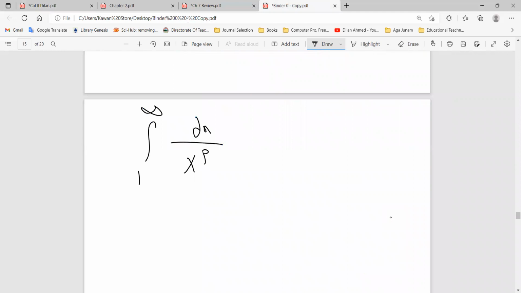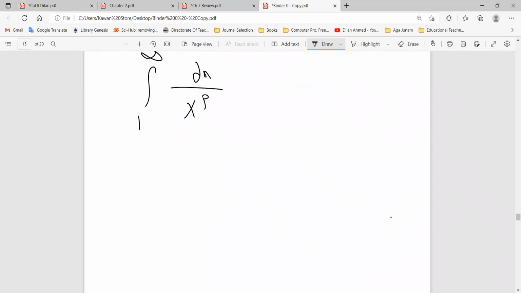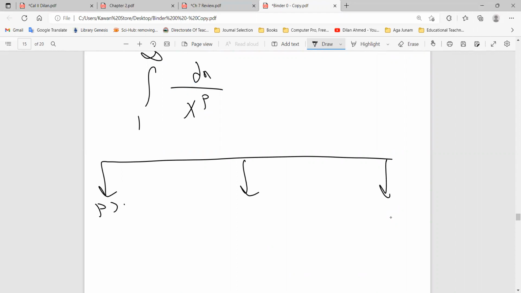Okay, the integral of 1/x^p dx. So how do we solve that? I'm going to change the p to three examples: p greater than 1, p equal to 1, p less than 1, understood? In chapter 10, we call this the p-series.